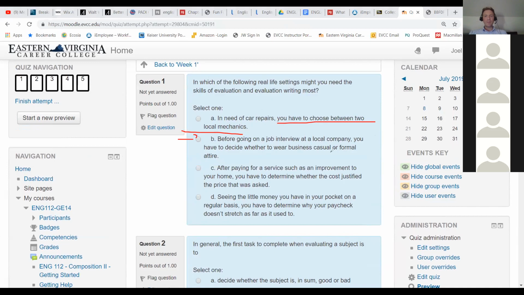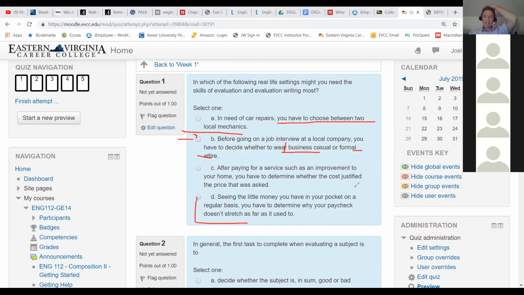Before going on a job interview at a local company, you have to decide whether to wear business casual or formal attire. Yeah, you're evaluating your clothing, but you're also trying to determine the effects of it afterwards. So what effect is wearing business casual going to have versus formal attire, like a suit or a pantsuit or a dress, versus maybe a button-down shirt and slacks? You're trying to think about what effects this might have on the job interview, on the person who's hiring me, whatever it might be.